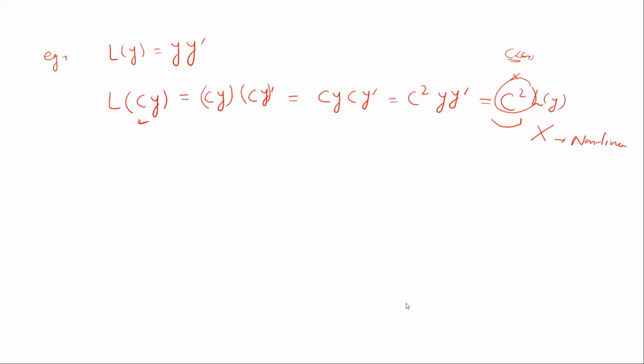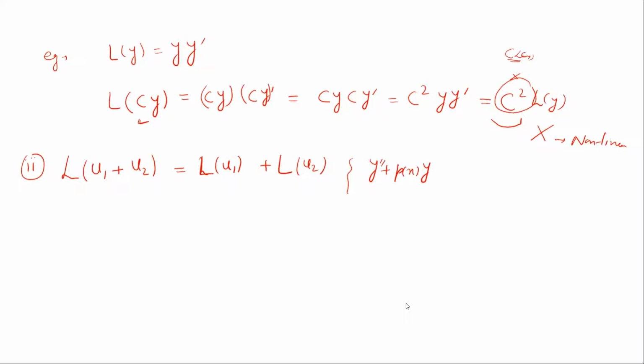Now, we may see another example for linearity: if we provide L of u1 plus u2 as a linear combination, then it should be L of u1 plus L of u2. We can put that example in here: y double prime plus p of x times y prime, or you may state u double prime plus p of x times u prime plus q of x times u is equal to. Let's see with that.